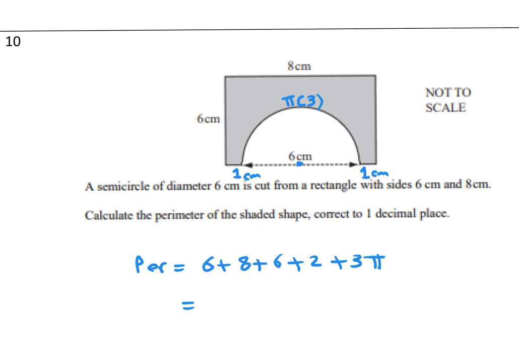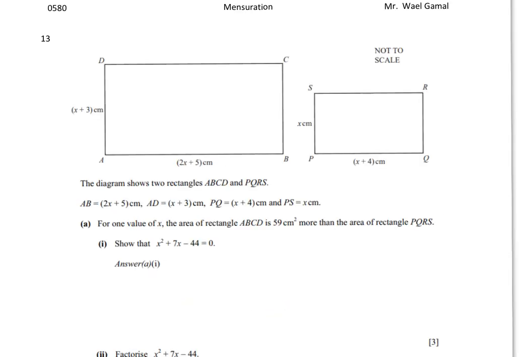Can you find the answer? 31.40, so 31.4 to 3 significant figures. Next, 13.